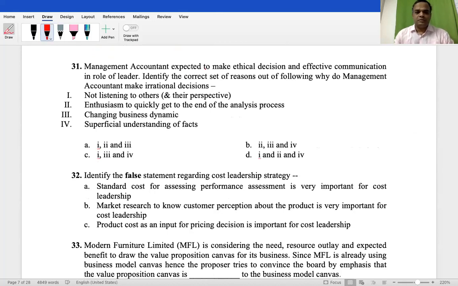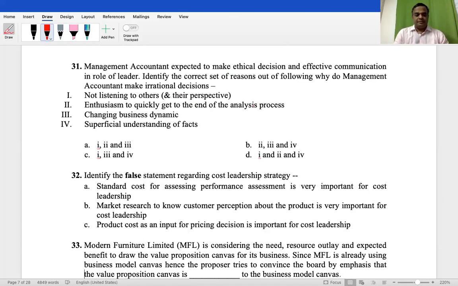Management accountants are expected to make ethical decisions and communicate effectively in the role of leader. Identify the correct set of reasons out of the following. Why do management accountants make irrational decisions? Option 1, not listening to others and their perspective. Option 2, enthusiasm to quickly get to the end of the analysis process. Option 3, changing business dynamic. Option 4, superficial understanding of facts.